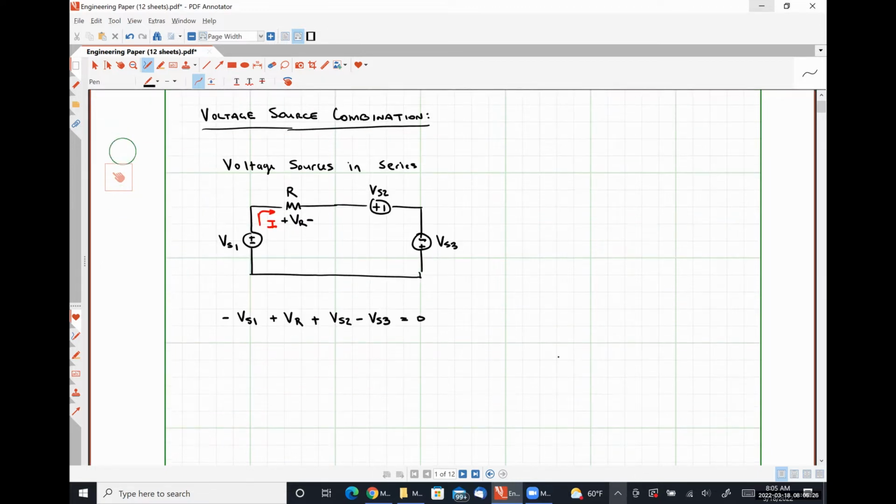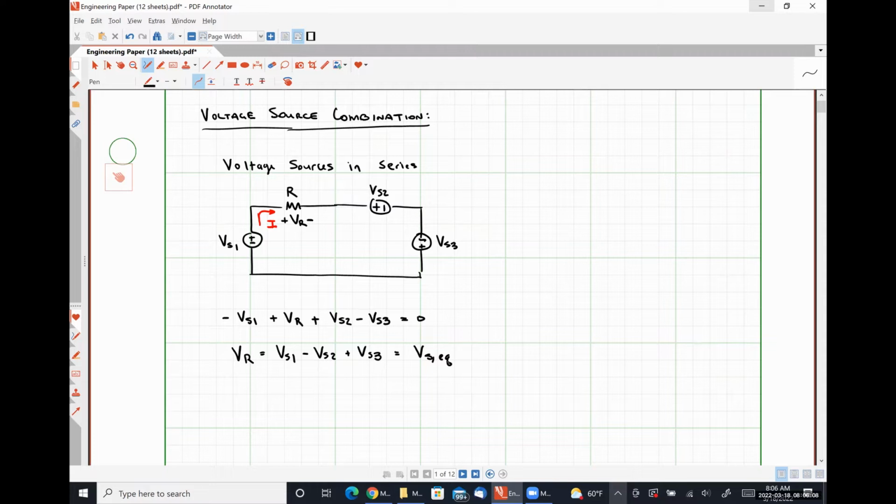And what I'm going to do now is rearrange things and put the voltage drop over our resistor on one side and all of our other voltages provided by our sources on the other side of the equal sign. And so what that's going to give me is VR, the voltage drop over the resistor, is equal to VS1 minus VS2 plus VS3, and I'm going to call this VS EQ.